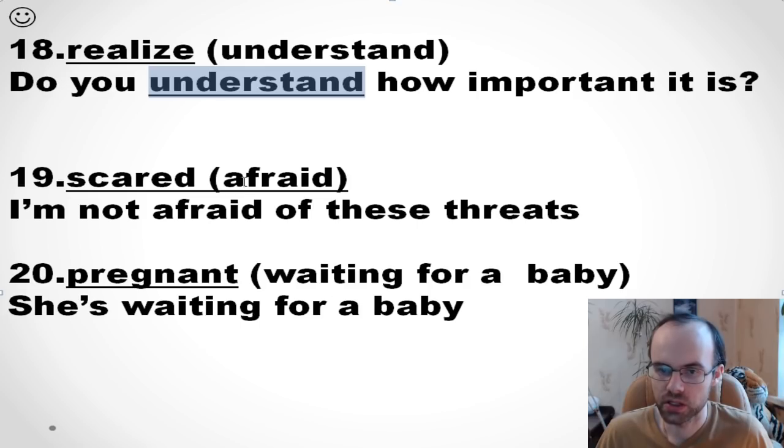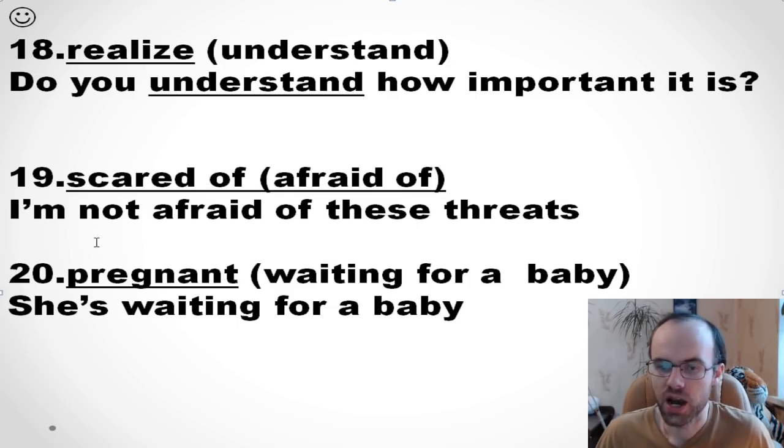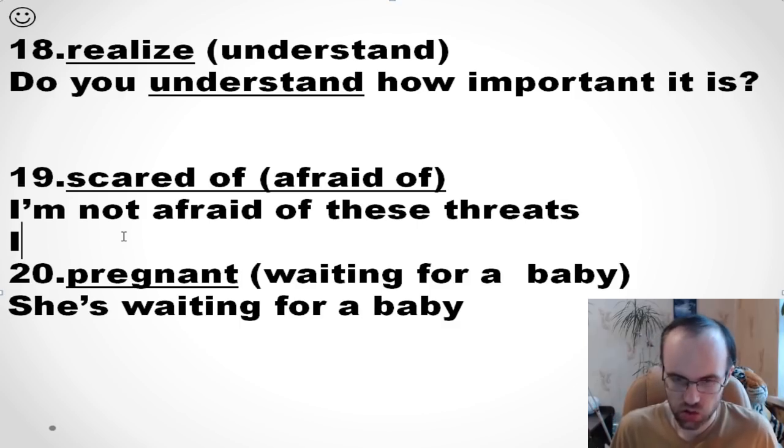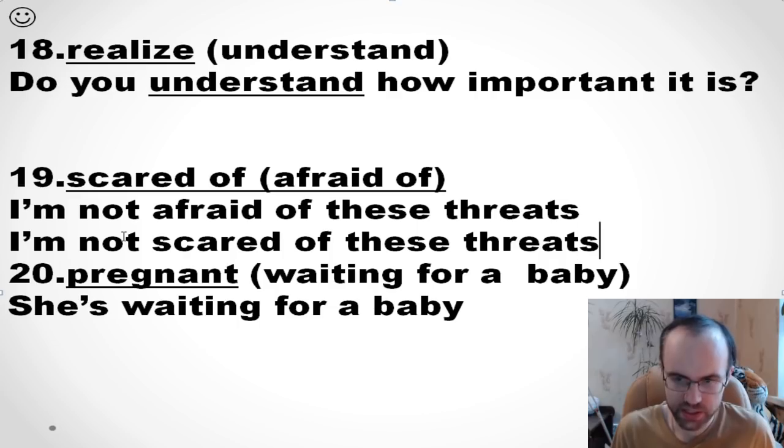Next, scared or afraid. So we say scared of and afraid of. I'm not afraid of these threats. Or how will you say it with scared? I'm not scared of these threats.